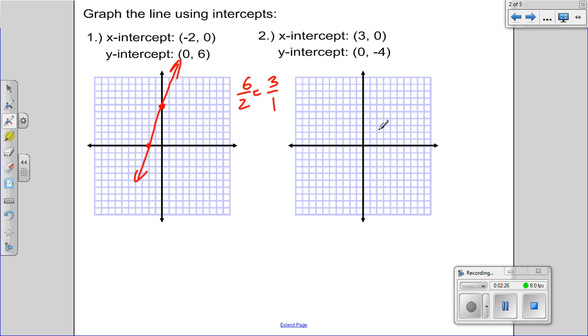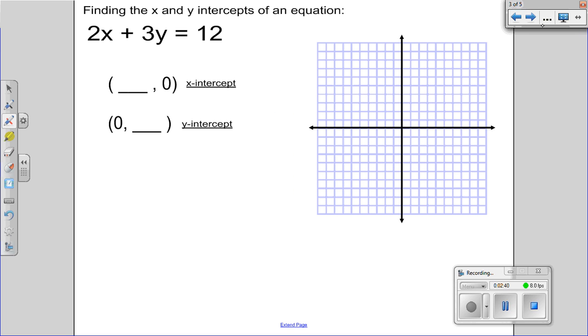Over here we have an x-intercept at 3, 0, and we have a y-intercept at 0, comma, -4. Again, we draw a line, and by using those two simple points, we can get enough information to graph a line. Now, the problems that you're going to be responsible for are a situation like this. This equation is in standard form, so make a note here. This is standard form.